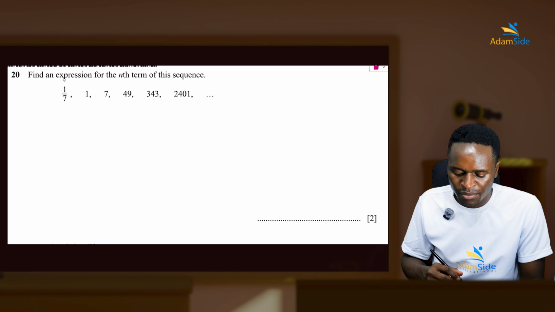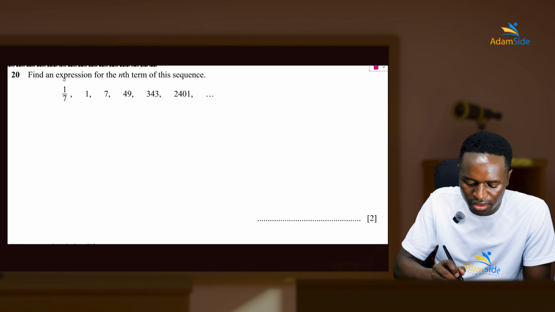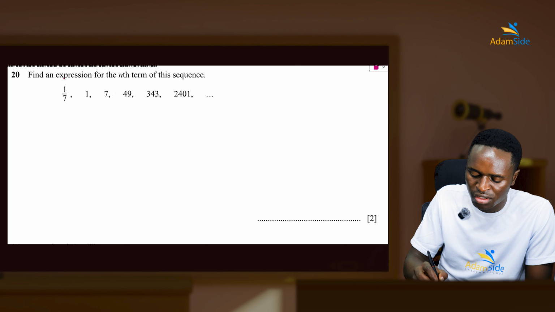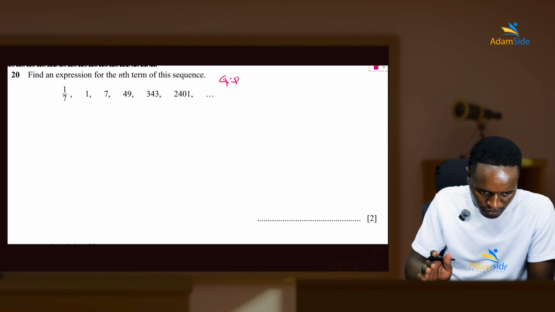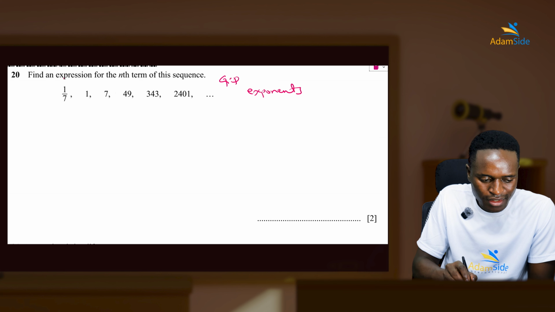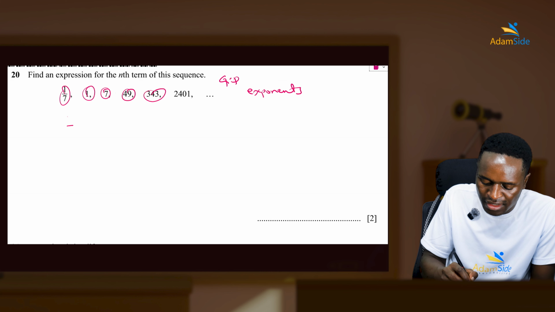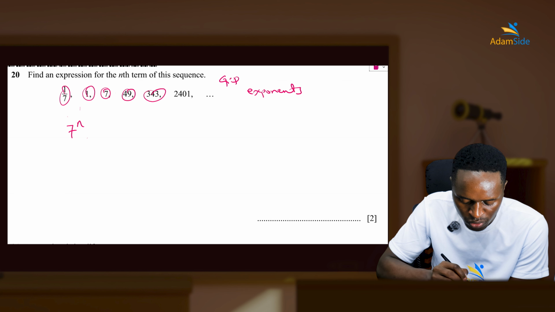Find an expression for the nth term of this sequence. So we have 1 over 7, then 1, 7, 49, 343. This is a geometric progression, and we know it's in terms of exponents. Because you say 1 over 7, then it's 1. What you need to know now is that it's like 7 power n, and if you do 7 power n, you end up getting 1.